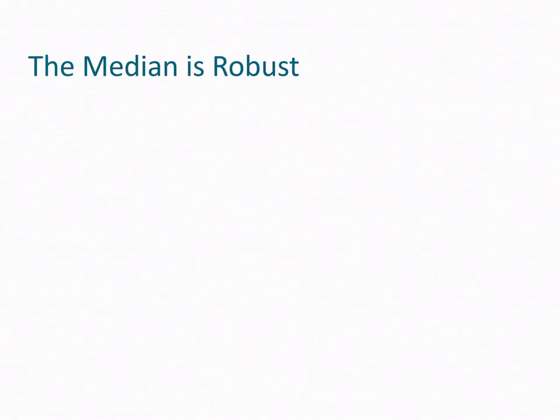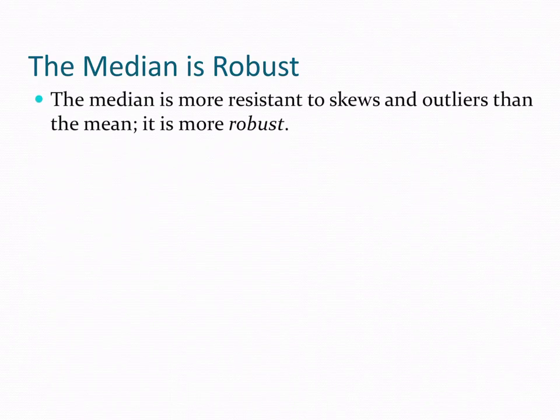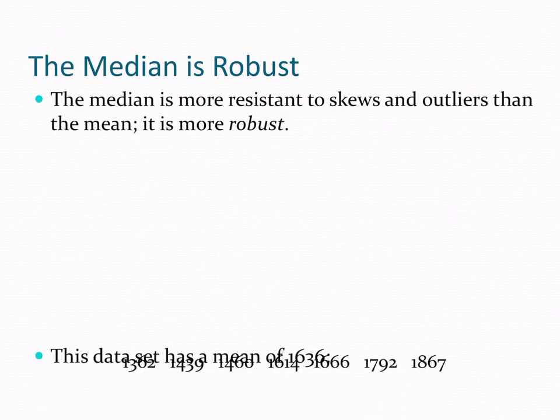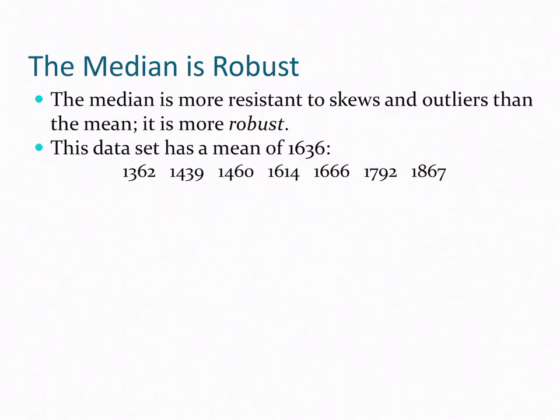The median is robust. What do I mean by this? The median is more resistant to skews and outliers than the mean. It is more robust. So here we have a data set from low to high. Give you a second to look at it. And it has a mean of 1636.